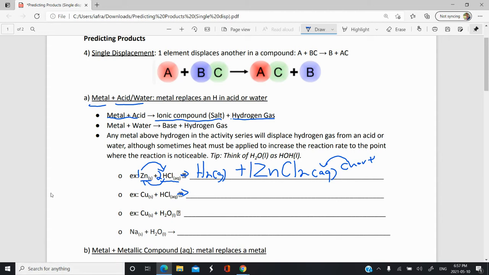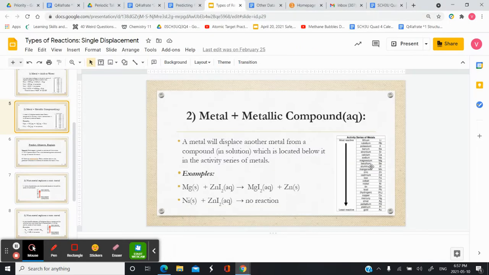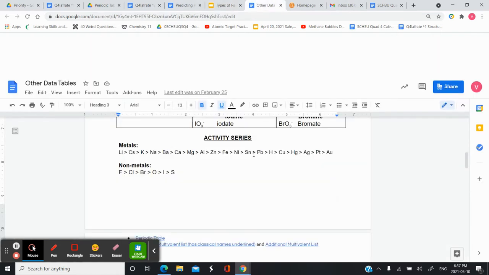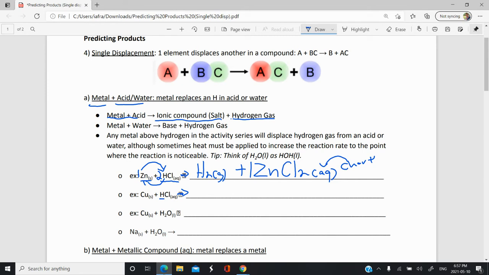So we have to look if copper is above H in the reactivity series. So if we look over here, we have hydrogen, and copper is below it. So copper is below H. And let's go look at our other data table over here. Here's H and copper is below it. So because copper is below H, copper will not be able to displace hydrogen. So we would say that there is no reaction. Or you could put NR for no reaction, because copper is not reactive enough to kick the H out.